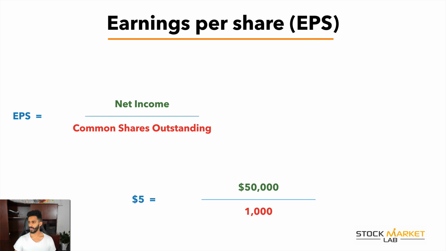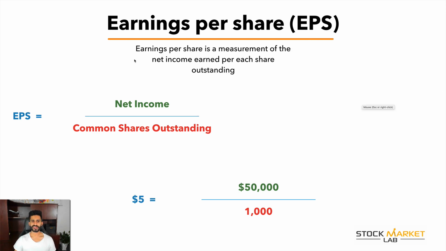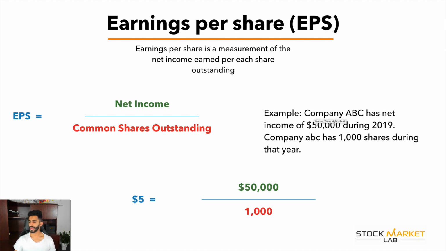Now, EPS. What is EPS? EPS stands for earnings per share. It is a measurement of the net income earned per each share outstanding. So basically, it tells us how much income is earned from each share, right? So for example, let's say company ABC has a net income of $50,000 during 2019.